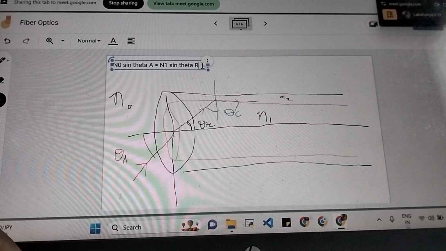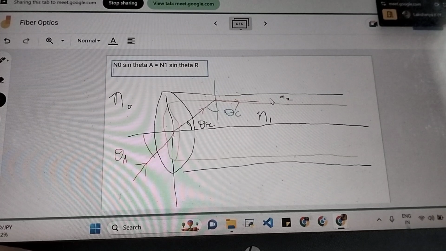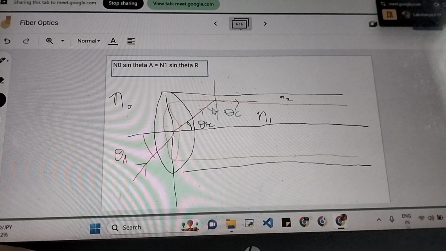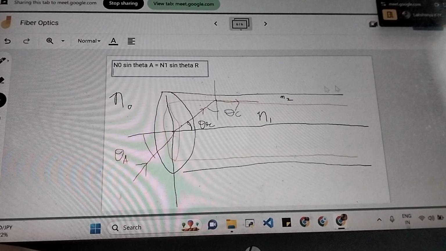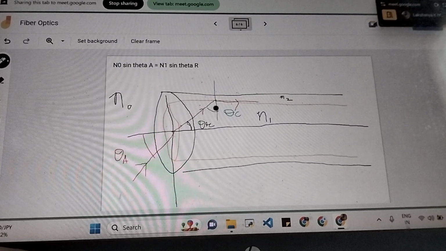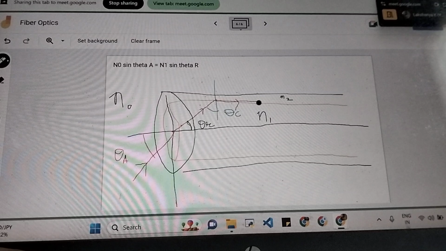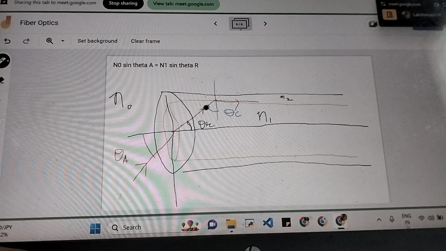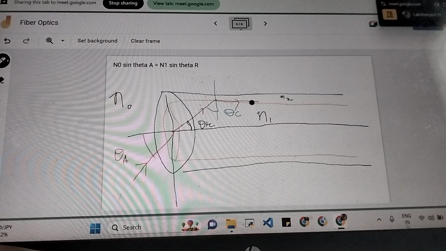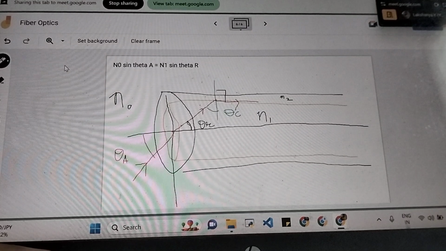Okay. Moving on, we now look at the core cladding interface. So refractive index N1, angle made here is theta C, and at the cladding refractive index is N2, and the angle, if you notice, will be 90 degrees. Why is it 90 degrees? Because this is the critical angle. The angle of incidence here is the critical angle. So the refracted ray will pass exactly along the boundary. So this angle will be 90 degrees.